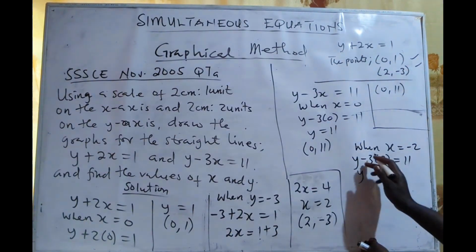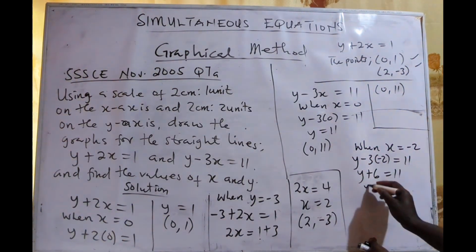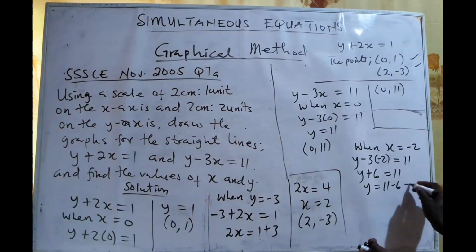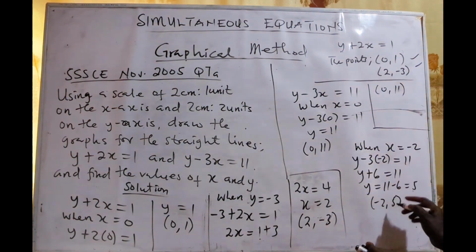So negative 3 times 2 will give me positive 6, equal to 11, and y will be equal to 11 minus 6, and that will give me 5. So what will be my point? Negative 2 and then 5.